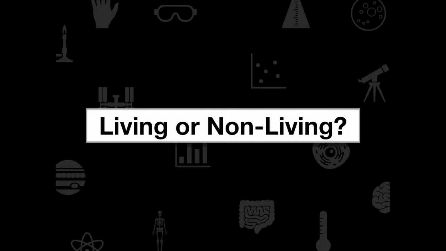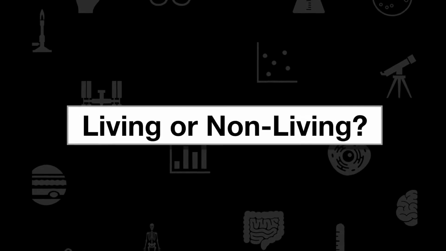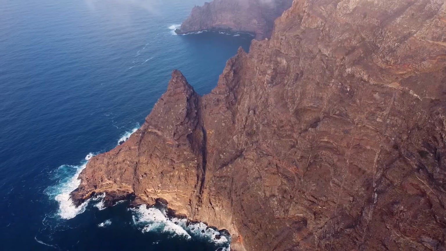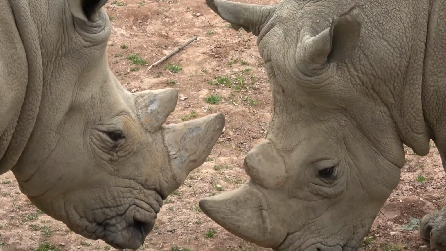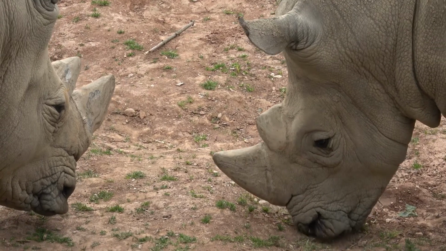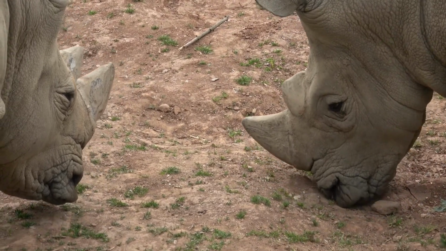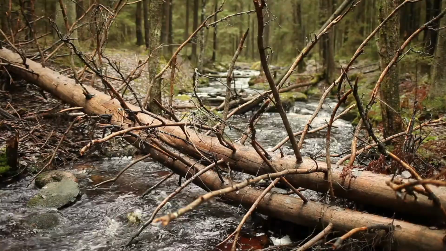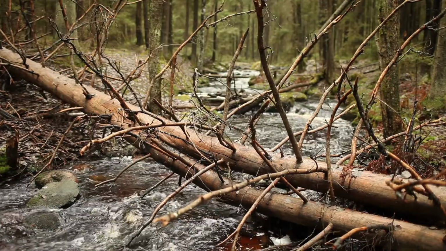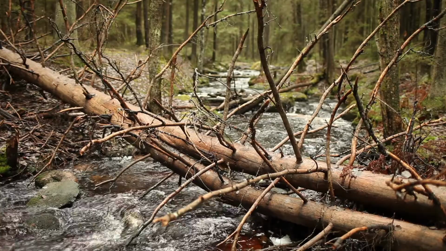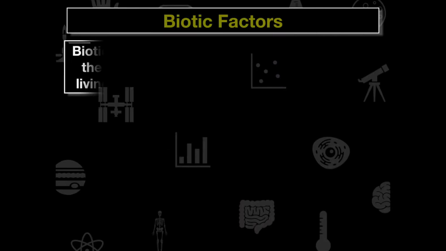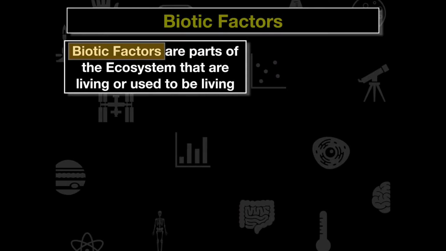So in order for organisms to survive, they have to interact with living and non-living things. But what is living and what is non-living? Most of the time it's obvious. Plants and animals are living, air and water are non-living. But what about examples like trees that have fallen down and rotted? Well, that's what we're going to discuss in our video today, the difference between biotic and abiotic factors. So the first thing we're going to start off with is biotic factors.